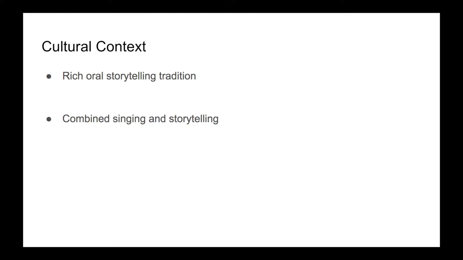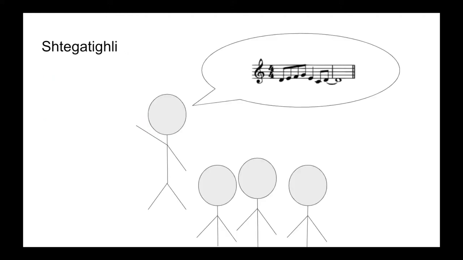So I came up with a class of singing storytellers called Shtegatigli, or narrators. These people go out into public spaces and will tell, or rather sing, various folk tales and stories. In addition, the music has a series of conventions that can also serve to communicate storytelling information, which I will elaborate on later. Firstly, let's discuss the scale and tuning system used by the Shtegatigli.